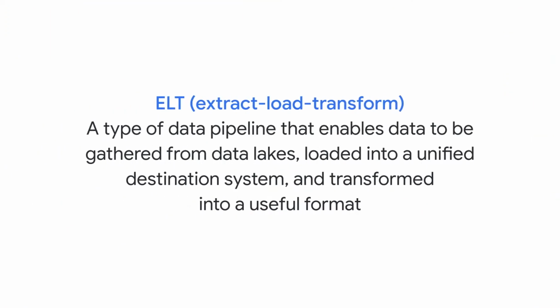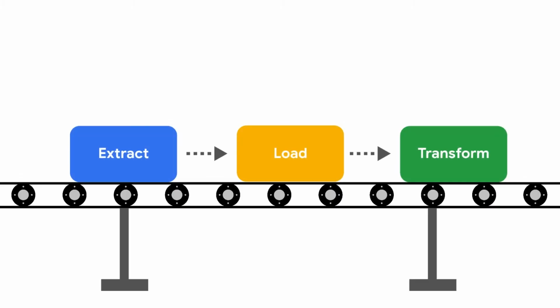An alternative to ETL is the ELT pipeline, where the loading and transformation stages are swapped. ELT, or extract, load, and transform, is a type of data pipeline that enables data to be gathered from data lakes, loaded into a unified destination system, and transformed into a useful format. The ELT pipeline is a popular option for organizations that need to process large data sets in the cloud.